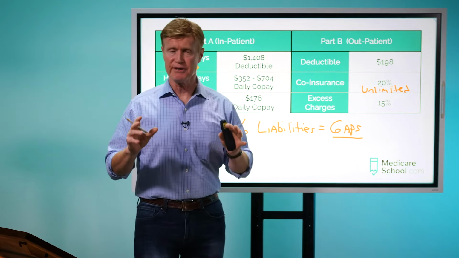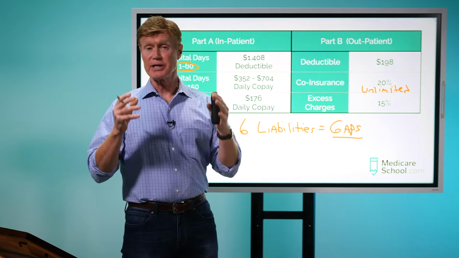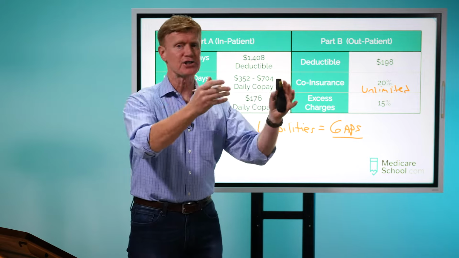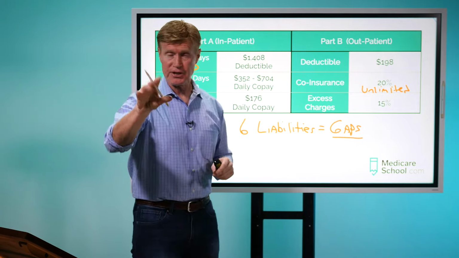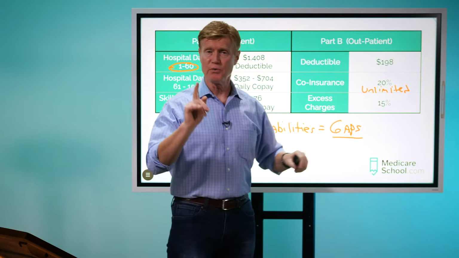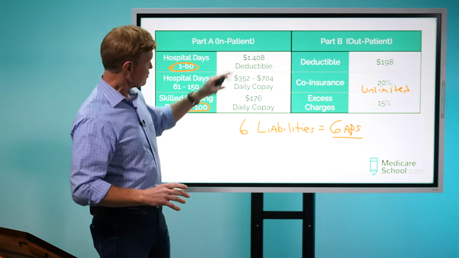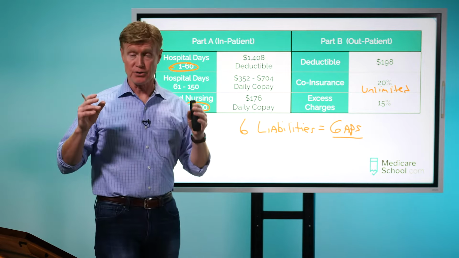And this is when you see a physician that will not take Medicare-approved reimbursement amounts as payment in full. They want more, they want extra, and when they add to the bill, that is called an excess charge. Now, the most they can add is 15%, but when they do it, you're responsible to pay for that, all right? And so these are six gaps in original Medicare. These are things that you're liable for.